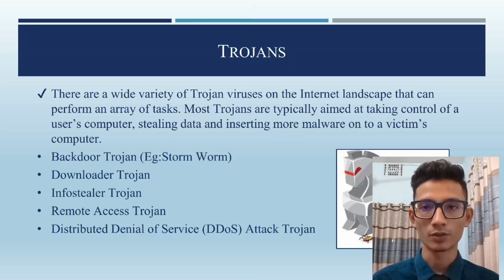Much like the mythical Trojan horse, this type of malware disguises itself as legitimate software. However, once it's installed on your computer, it can do a variety of tasks like take control of your computer, steal your personal data, and even install more malware onto your system. There are several types of Trojans, including backdoor Trojans, like in the Storm worm, then downloader Trojans that install other malware, and remote access Trojans that give an attacker control over your machine.